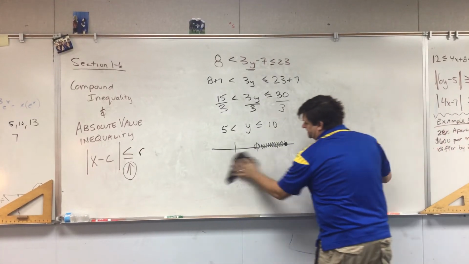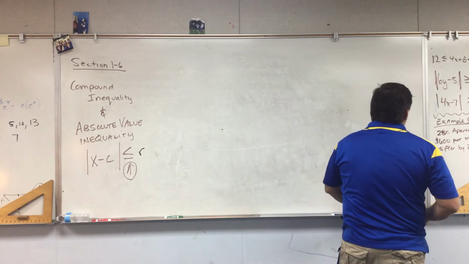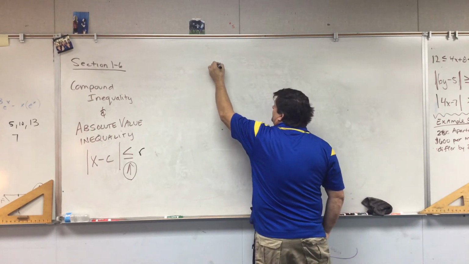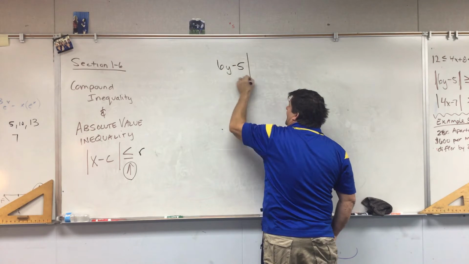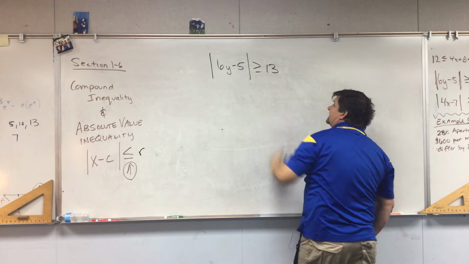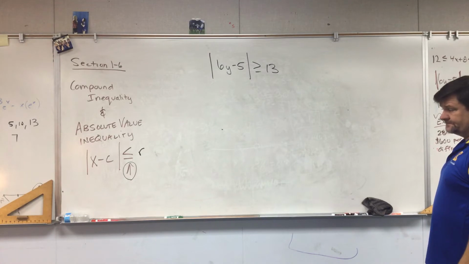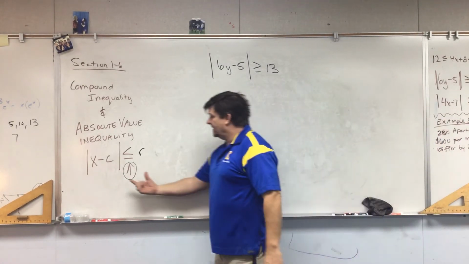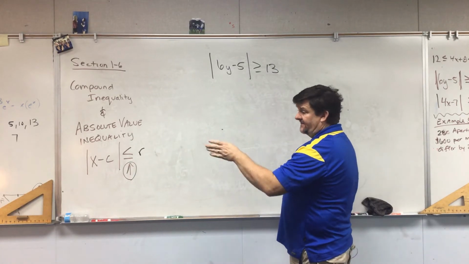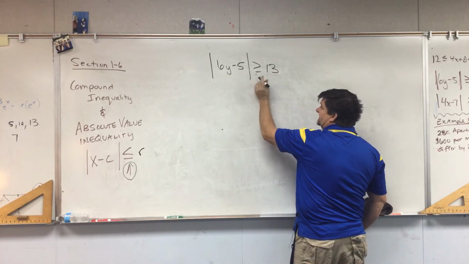So let's look at 6y minus 5, absolute value, greater than or equal to 13. All right, so here we go. We're looking at this one. If we notice, we're in the form that we were in the other day: center with a range, which means I have a range to the left and a range to the right. But we've got to tackle it a little bit differently because it's an inequality.